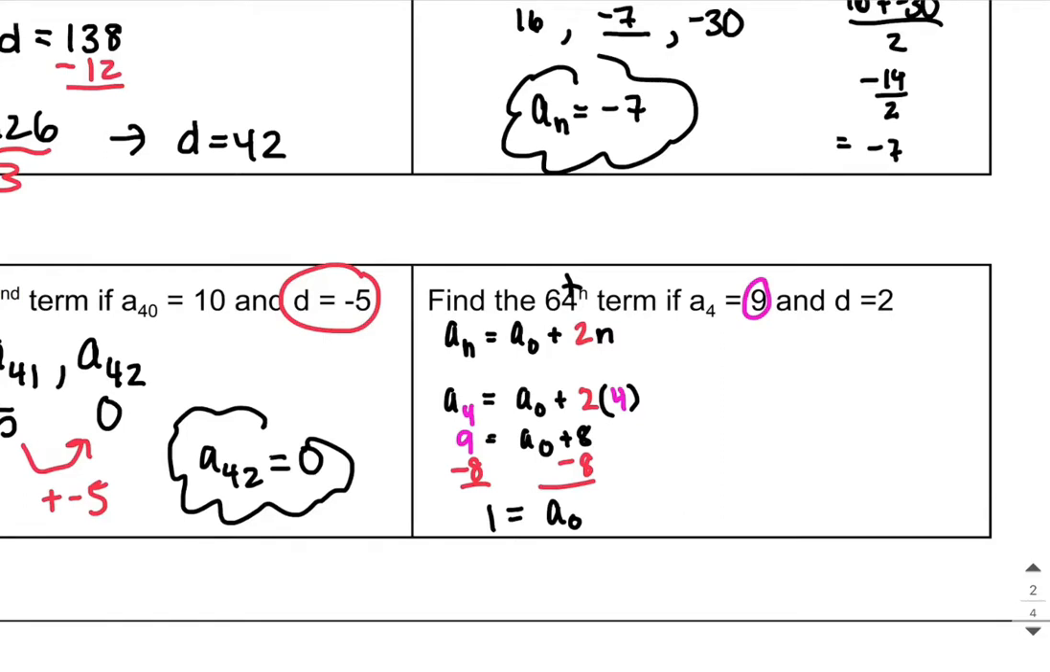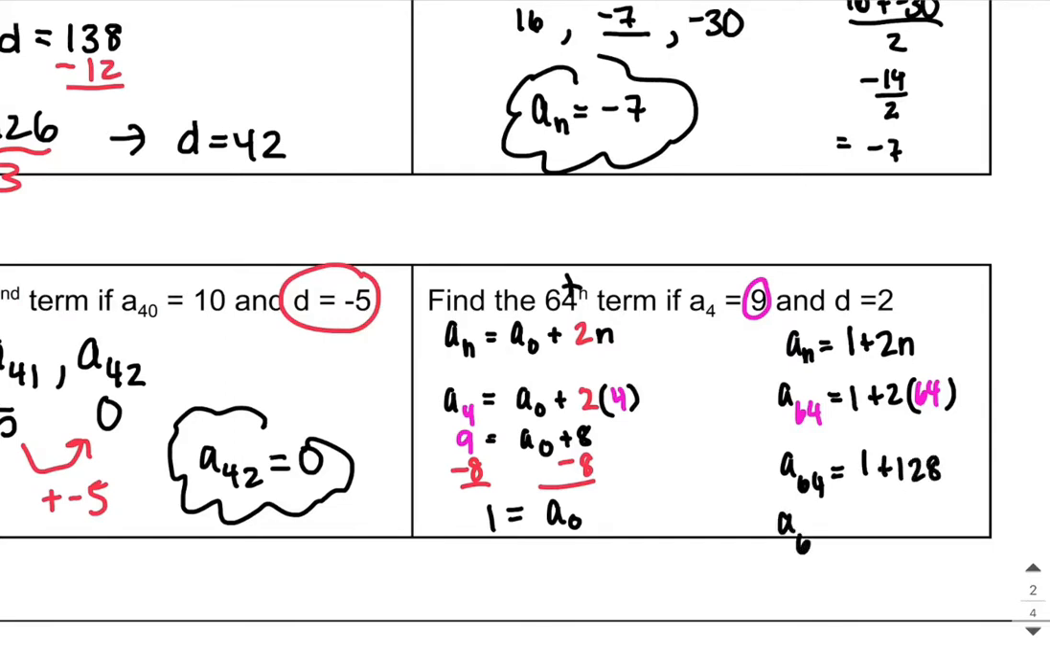So now I know a sub 0. I know my common difference. So I have a sub n is equal to 1 plus 2n. That's the rule. And then I'm looking for the 64th term. So I'm looking for a sub 64. I'm plugging in wherever I see n, I'm plugging in 64. And so my final answer is a sub 64 is equal to 1 plus 128. So now my final answer, sorry, is equal to 129.